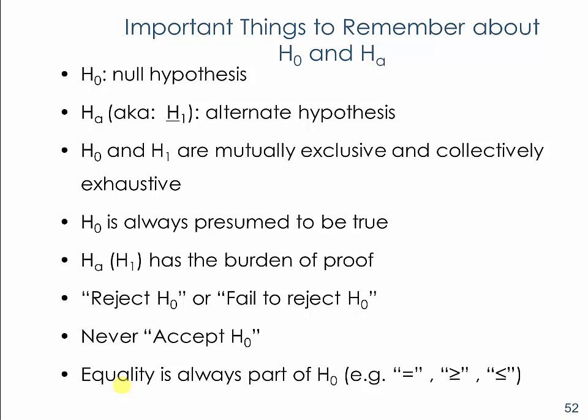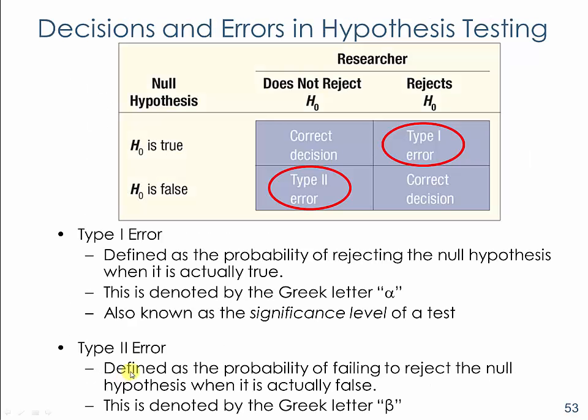What if we come to the wrong conclusion? That's where we talk about different types of decisions and errors in hypothesis testing. If the real null is true and the researcher does not reject the null, that's the correct decision. If the null is false, then we want to reject the null hypothesis. A type 1 error is when we reject the null hypothesis, but it's actually true.